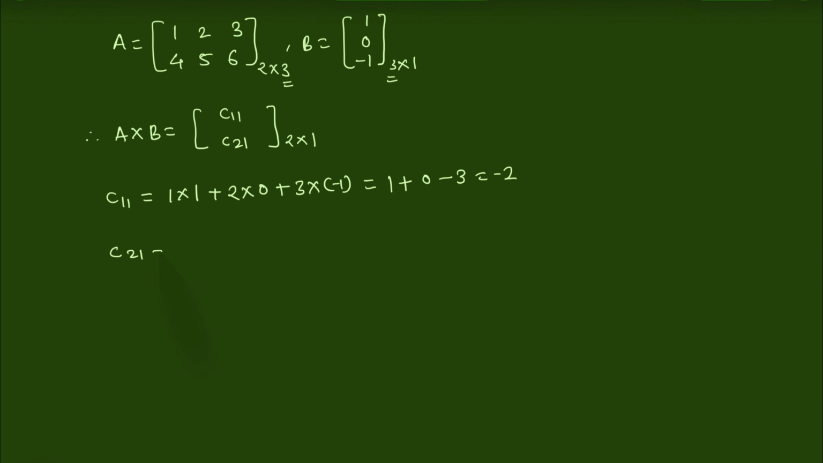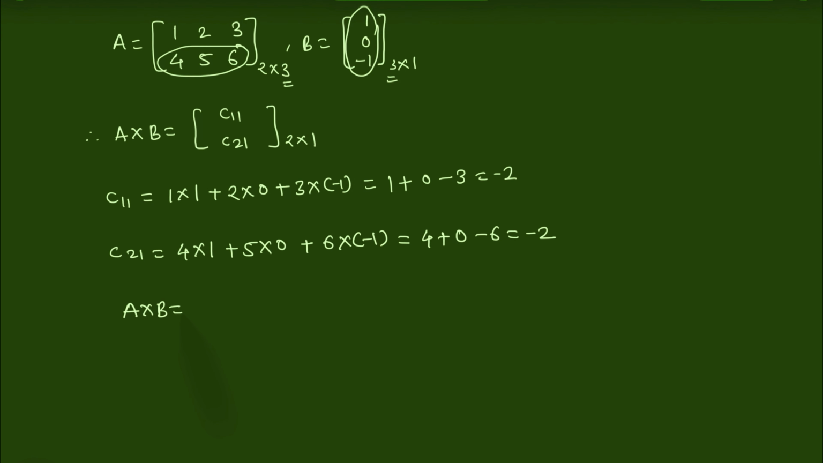Now C21 is equal to the multiplication of the second row in A with the first column in B, which is 4 into 1 plus 5 into 0 plus 6 into minus 1, which is equal to 4 plus 0 minus 6, which is equal to minus 2. Now A cross B is equal to the matrix minus 2, minus 2.